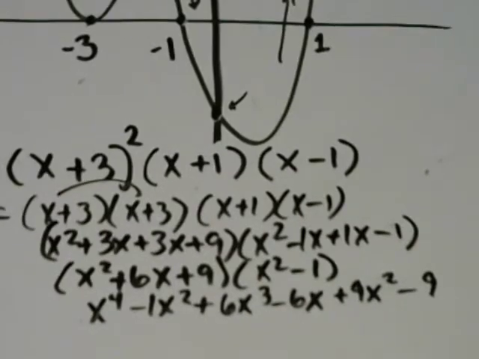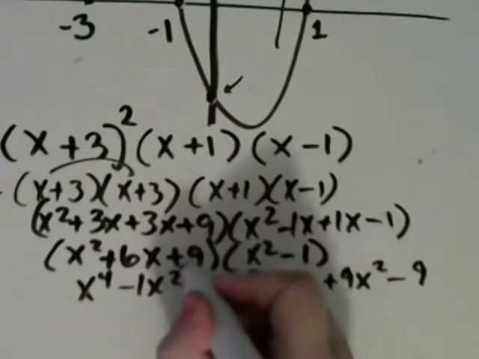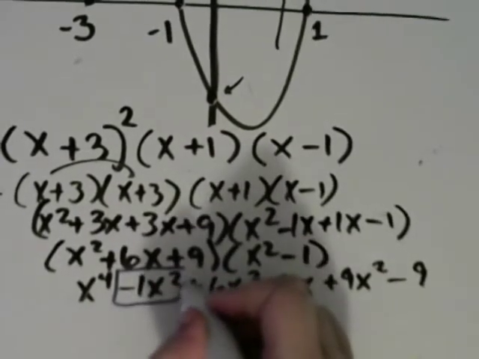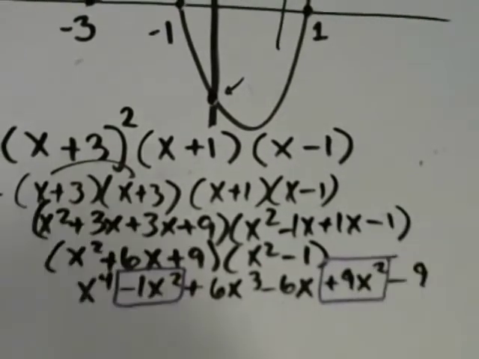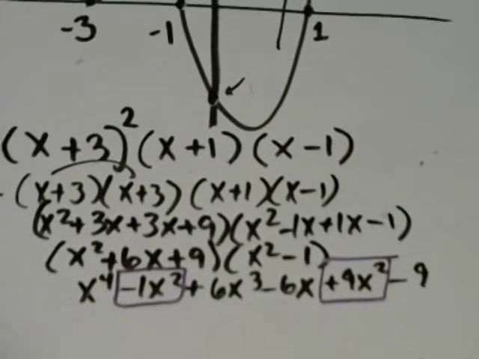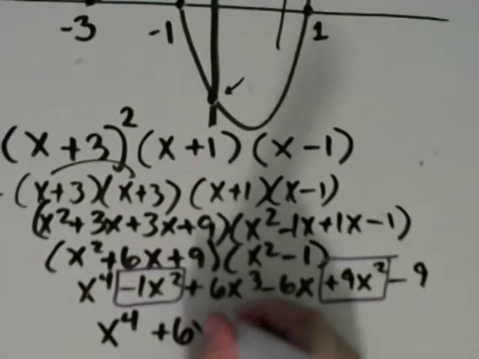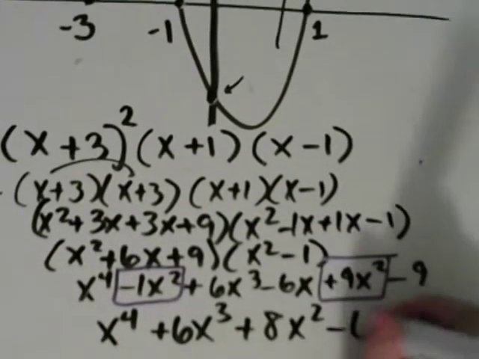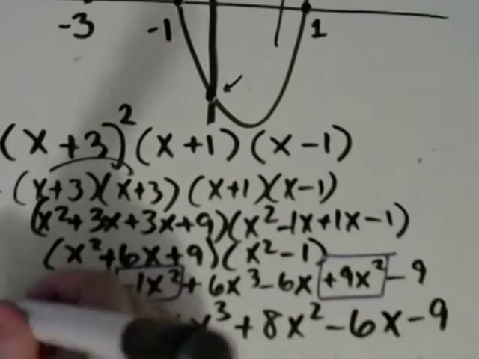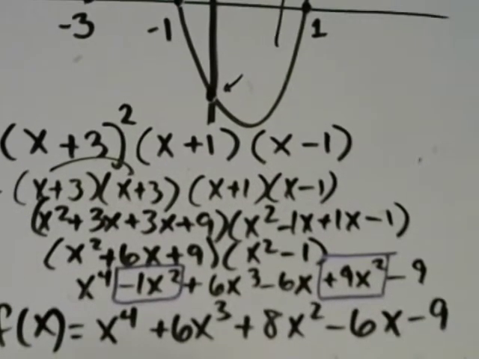From here, I want to combine like terms and be super careful that your exponents actually match. For example, -1x should be added to the 9x squared, and actually nothing else. Write your answer in standard form: x to the 4th plus 6x cubed plus 8x squared minus 6x minus 9. And that is my final answer for example 5.